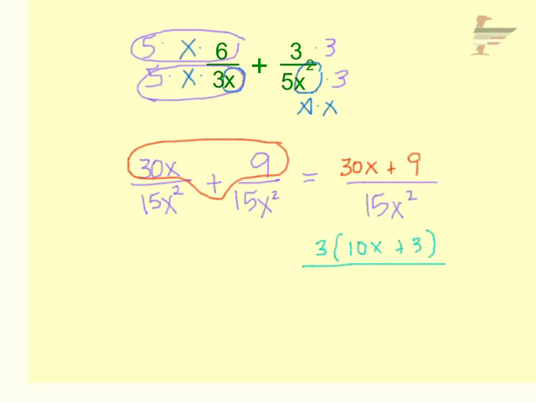So what I've done is I've factored out a 3, which separates it with multiplication from that 10x plus 3. And then in the bottom, I could factor out a 3. It's really the same thing as 3 times 5x squared. And now we can cancel those 3's. This 3 and this 3 cancel, and you're left with 10x plus 3 over 5x squared as your final answer.